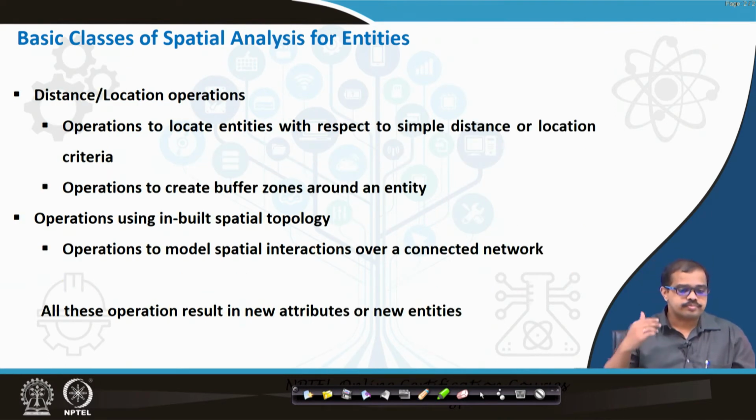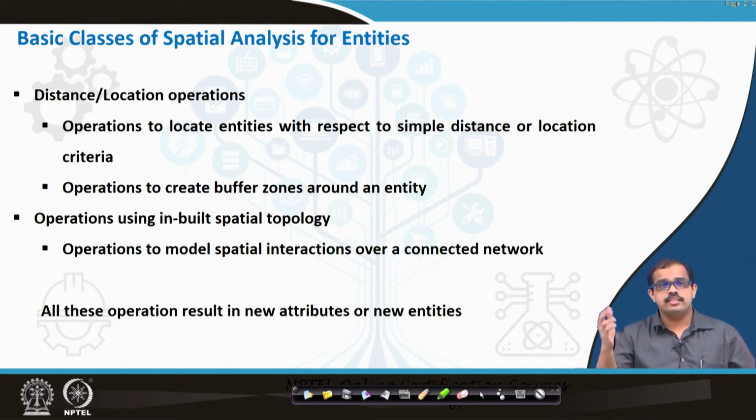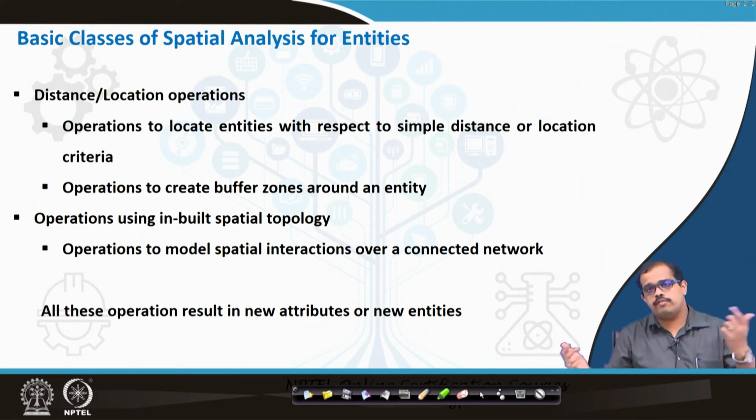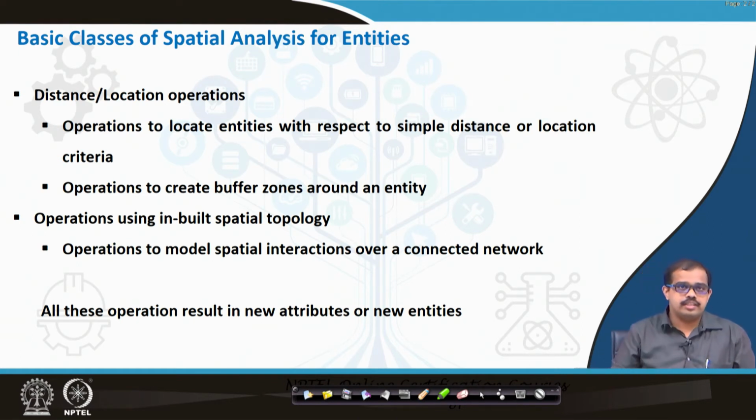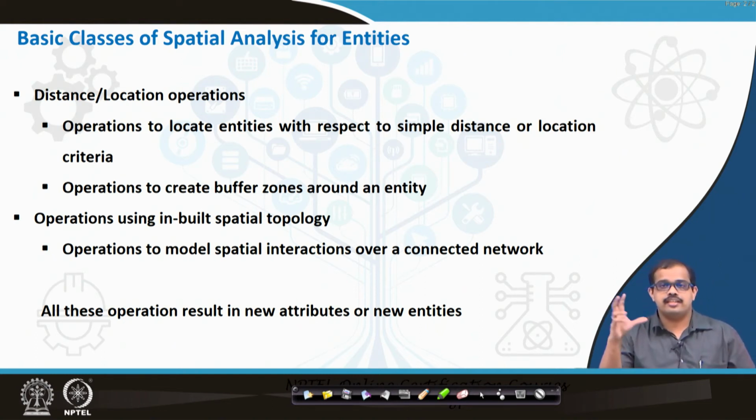Some other examples of such basic operations are distance or location operations. These are operations to locate entities with respect to simple distances. For example, if you have built the entire vector data model of a particular campus, you may want to find out the distance or location, which means finding the distance from point A to point B. That is also a basic spatial analysis, where you are looking at two points, or a line that is starting and ending, which is nothing but a set of points.